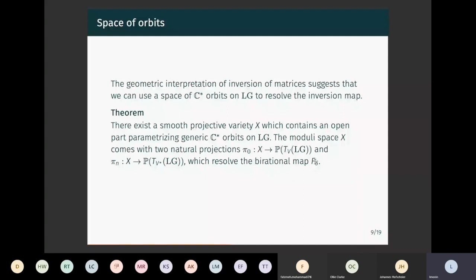That means that the diagram which contains these three spaces, X and two projective spaces, and the maps between them, pi 0, pi n, and F delta, is commutative. And on the open part where all the maps are well defined, it's actually an isomorphism. As formulated, this theorem is maybe not very interesting because you can always resolve all the singularities. But what is interesting is that this space X has a very concrete moduli description. Let me tell you what the description is.